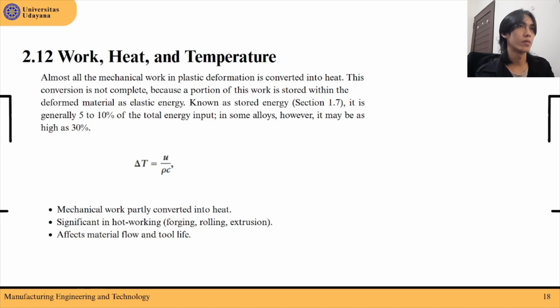And 2.12, work, heat, and temperature. You can see, during deformation, part of the mechanical work is converted into heat. This effect is especially important in hot working processes such as forging, rolling, and extrusion. The heat generation affects material flow and tool life.